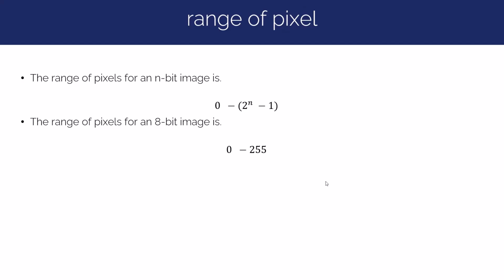Generally, the range of pixel values can be defined by the bit depth of an image. For an n-bit image, the range of pixels is between 0 and 2 to the power of n minus 1. So, for an 8-bit image, the range of pixels is between 0 and 2 to the power of 8, which is 256, minus 1, which is 255.